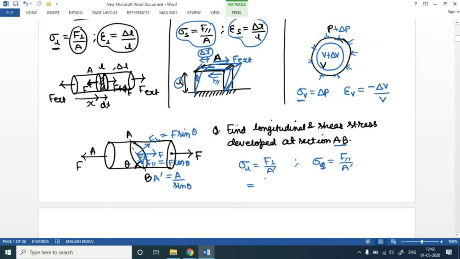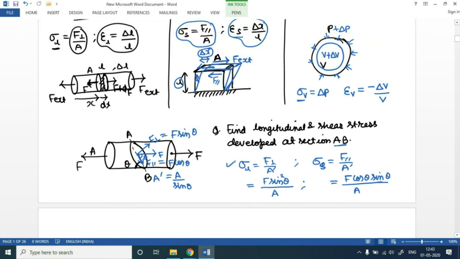So F perpendicular, that is F sine theta, and the area A dash is nothing but A by sine theta. So this will turn out to be this quantity, and this shear stress will turn out to be the parallel force, that would be F cos theta, and A dash, as we have found out, that would be simply A by sine theta over here.